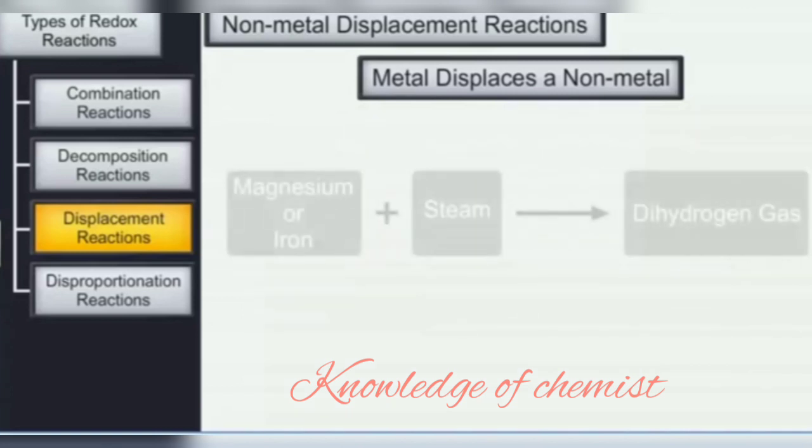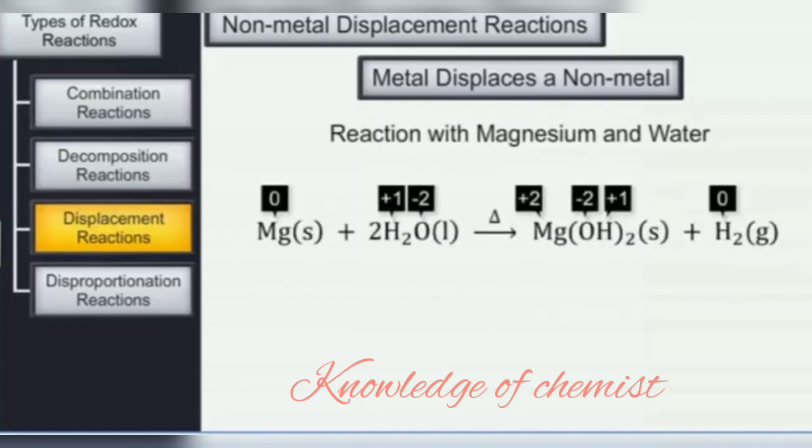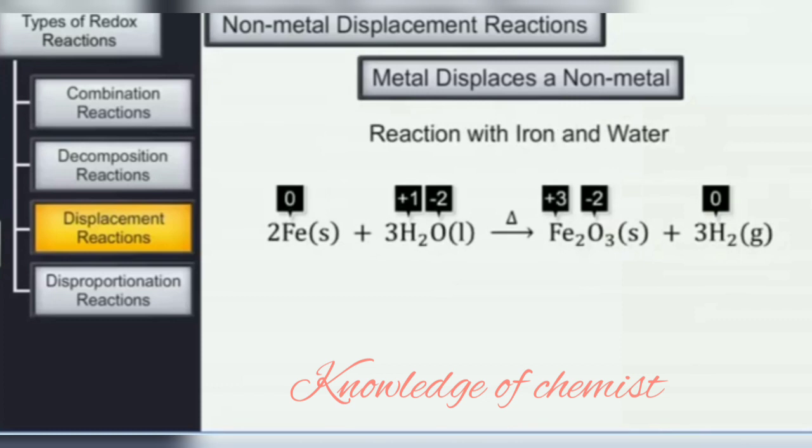Less reactive metals like magnesium and iron react with steam to produce dihydrogen gas. For example, magnesium reacts with steam to produce magnesium hydroxide and hydrogen gas. Similarly, iron reacts with steam to produce iron(III) oxide and hydrogen gas.